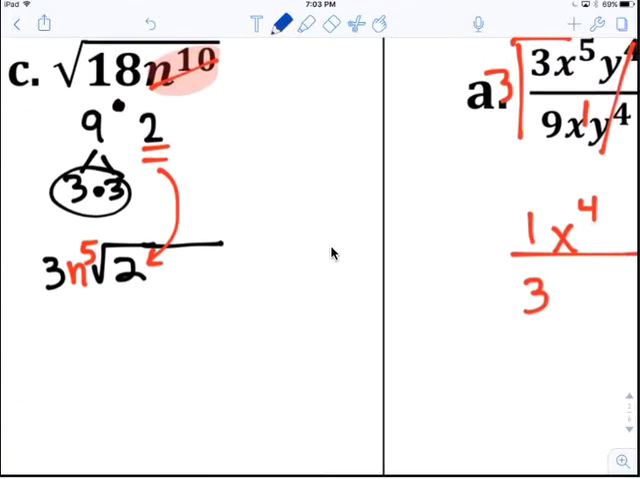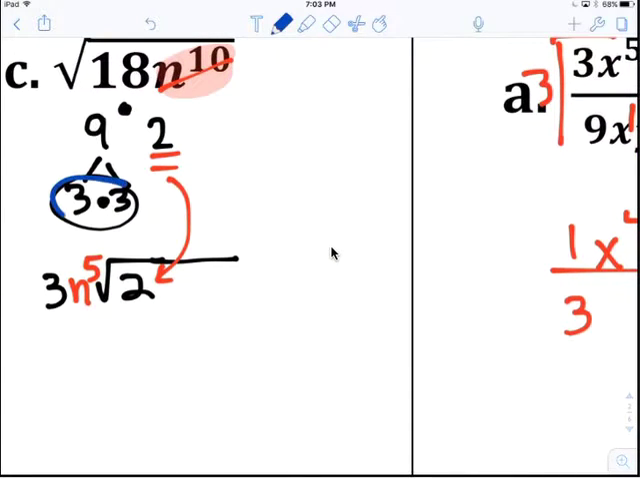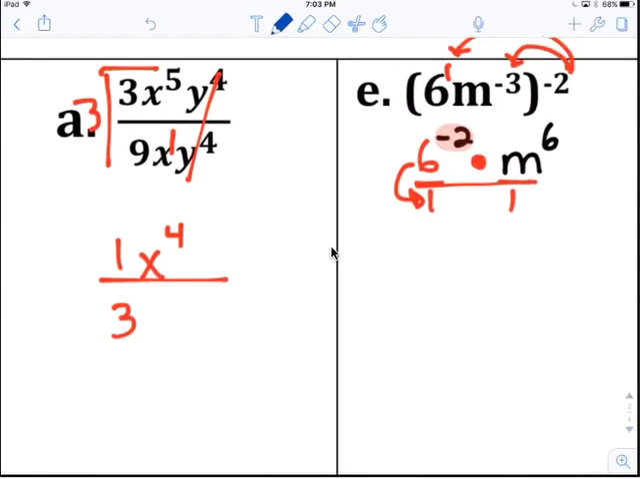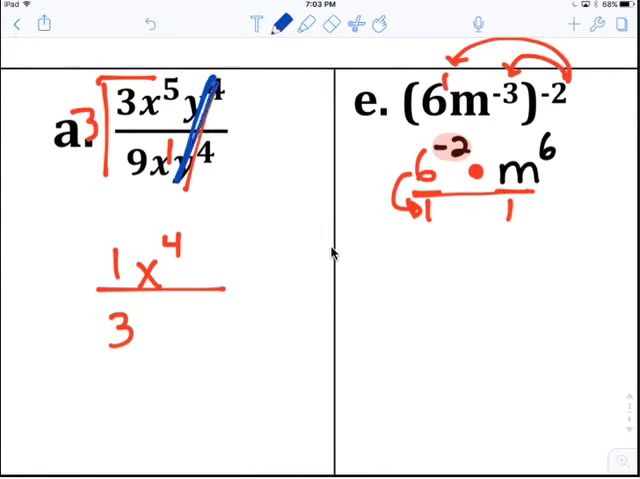Okay, and here's how you do that. There's one of them, 3 to the first, n to the fifth. It says 5 pairs. What's left is this 2. Okay, and this should be this. Cross that out. Basically, when you have this, bring that up. You got x to the fourth, 1/3.